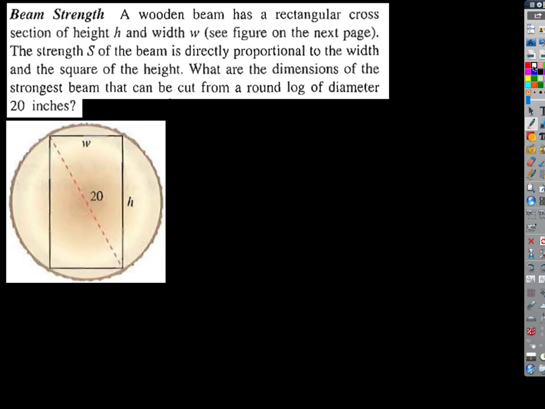Strength S equals... it's proportional to what? W times H squared. Everybody agree? So if we want to write that as an equation, it's K W H squared, where K is some constant of proportionality, which we don't know. All right, so we want to maximize strength. What's our constraint in this case? The 20. So how does that relate W and H?